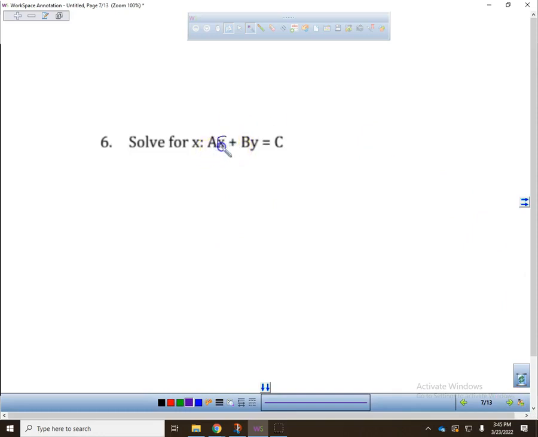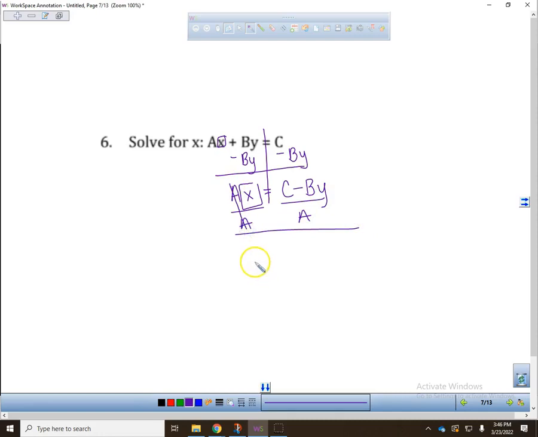We need to solve for x. Okay, so I need to first undo any addition or subtraction that's taking place with my variable that I'm isolating. So I'm going to subtract the term by from both sides, and I'm left with ax equals c minus by. The last step, I'm isolating x, so I need to divide both sides by a. A divided by a is 1, so those cancel. I'm left with x equals c minus by divided by a.